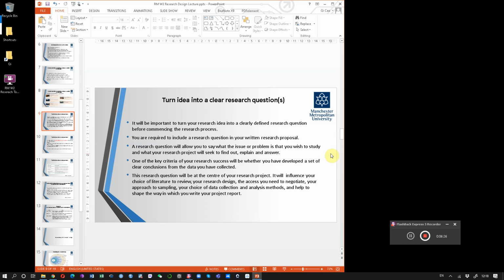The research question will be at the center of your research project. There's no need for me to emphasize it more often, but you need to have a very clearly defined research question. And of course, that will have an impact on your later literature review, your research design, your access to data, your data analytics, and at the end, your conclusion.